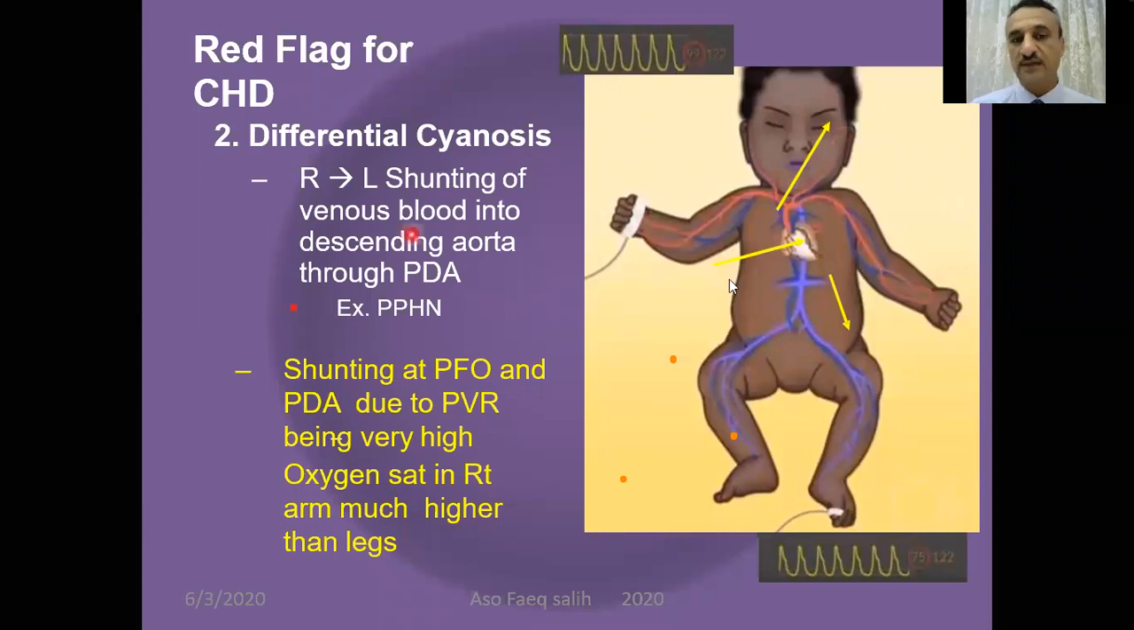Differential cyanosis means the upper part of the body is saturated and the lower part is desaturated. So what happens with your patient? There is shunting of venous blood into the descending aorta through the PDA. It happens with primary pulmonary hypertension. From the PDA, the desaturated blood goes down from the pulmonary artery, and the blood from the aorta, the red or pink one, goes to the upper part of the body, and they become more saturated. So there will be differential cyanosis. And sometimes in case of ASD or PDA, due to high pulmonary vascular resistance, this is the explanation for why your patient has cyanosis.